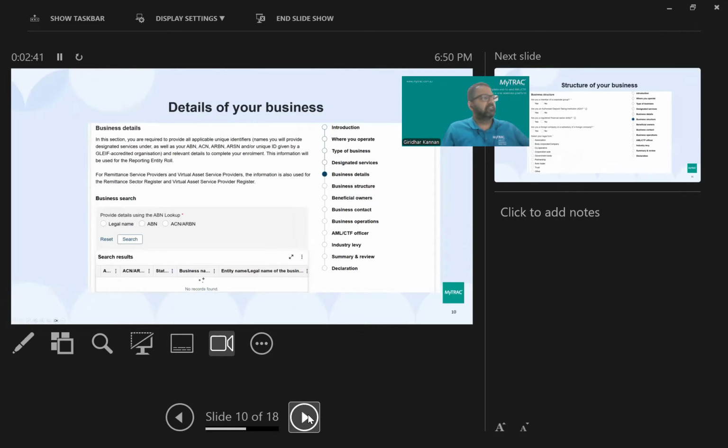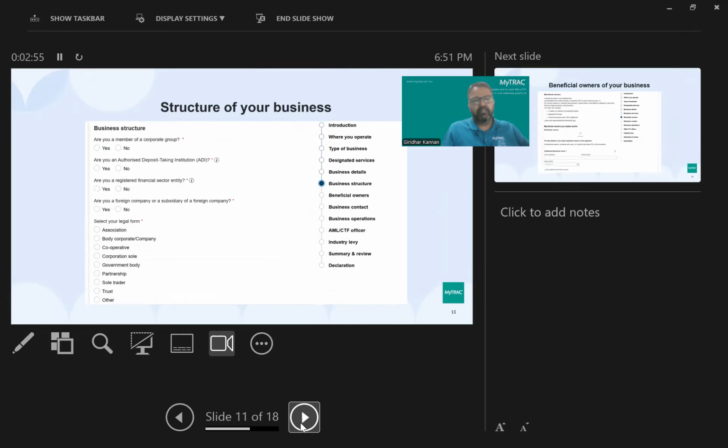Now, in the business details section, you can put in your name. Look, if you are a PTY, and most of you will be to begin with, do it. But if you are a trust, I suggest you enter the details manually if you're not able to find it, because it does take time. So if you're not a member of a corporate group or not an ADI, which is like a bank, or not in the financial sector, not a foreign company, you say no. Association, so what kind of company are you? Are you a body corporate? So most of the time you could either be a body corporate or a partnership, sole trader, or a trust.